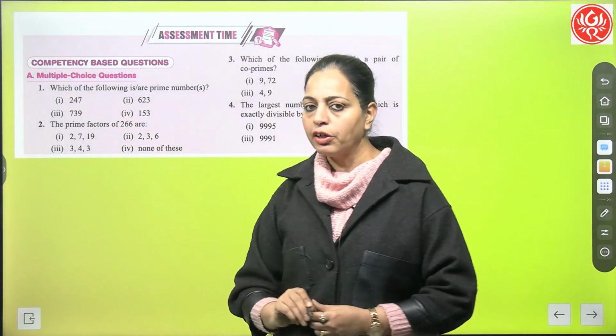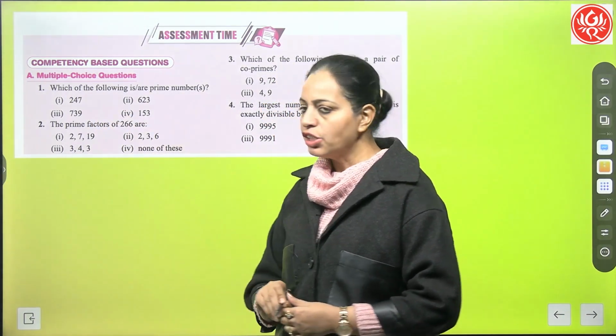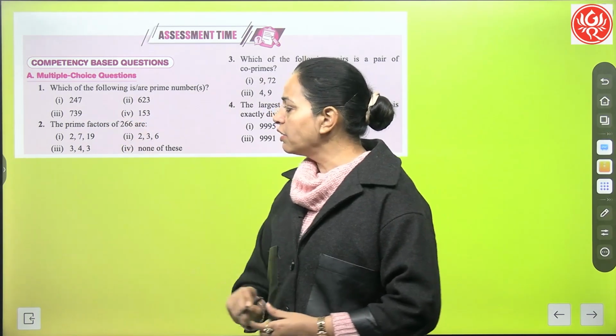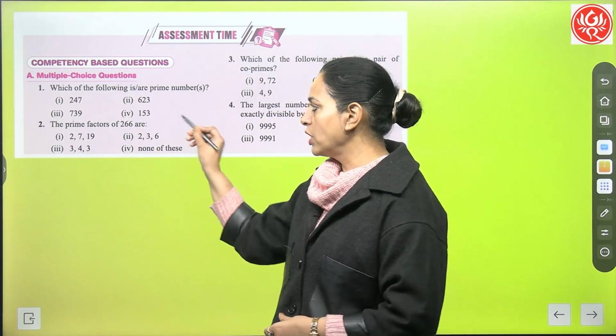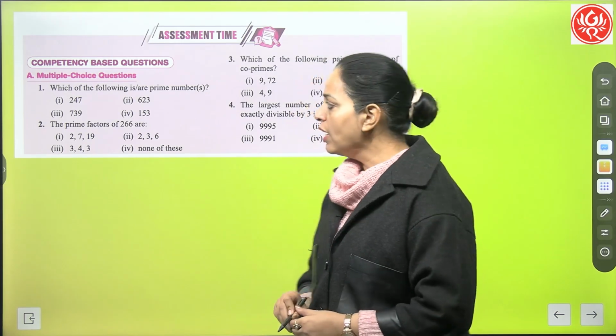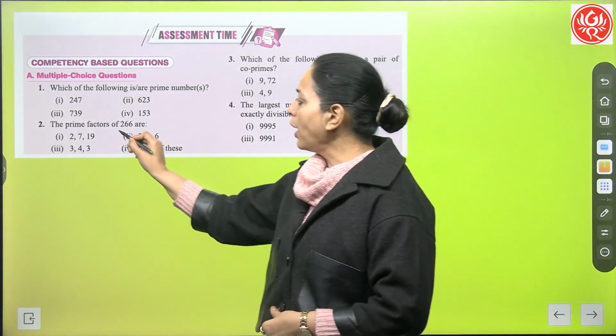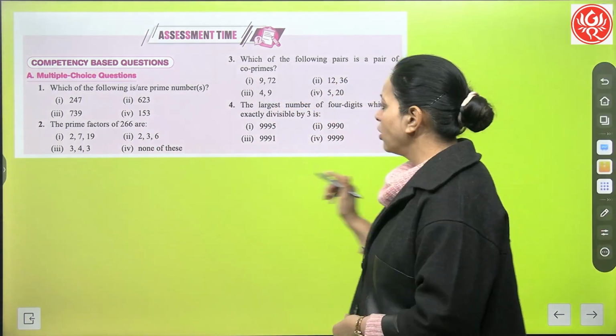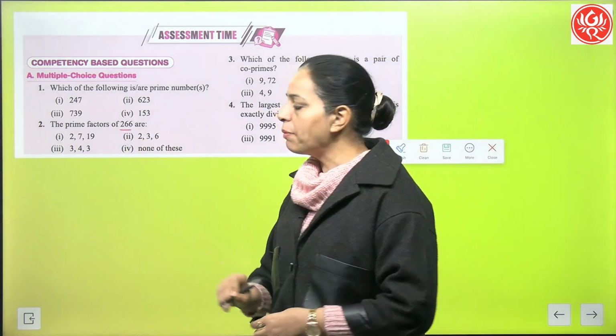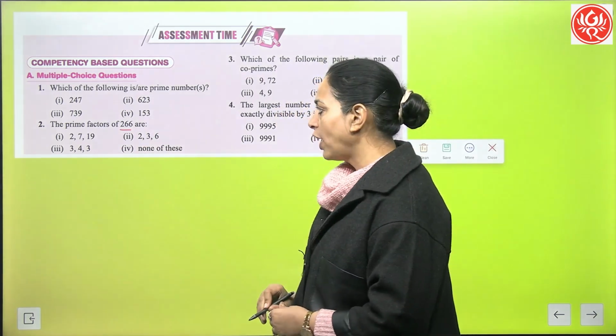Like here: 247, 623, 739 and 153. So you can try these on your own. Okay, now the second one: the prime factors of 266. We have to find the prime factors of 266.